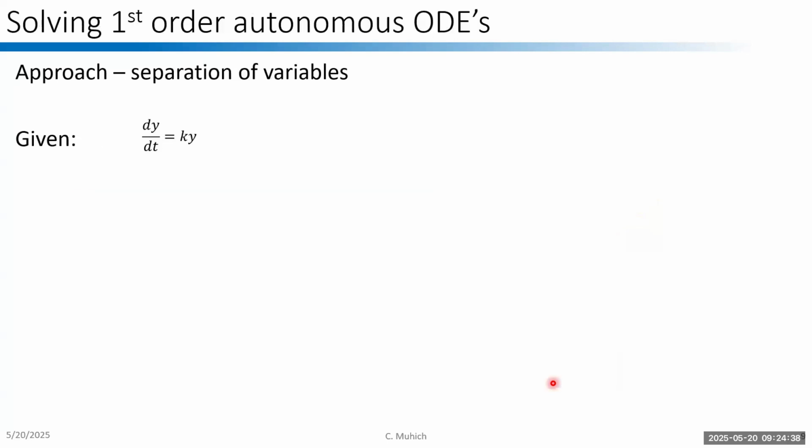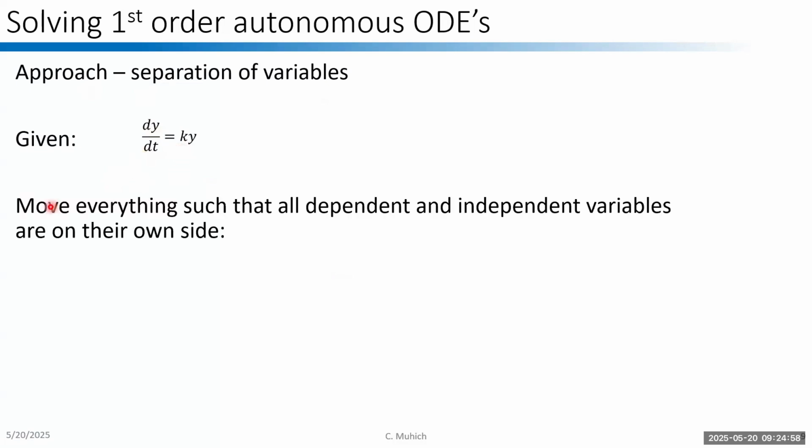Okay, let's look at some of the approaches to solving these types of ODEs. If I have an autonomous ODE, I'm going to use an approach called separation of variables. Let's say we're given dy/dt equals k y, where k is some constant. All I have to do is move everything such that all dependent and independent variables are on their own side. So I'm going to move dt over to the right-hand side and the y part over to the left-hand side. This gives me dy over y equals k dt.